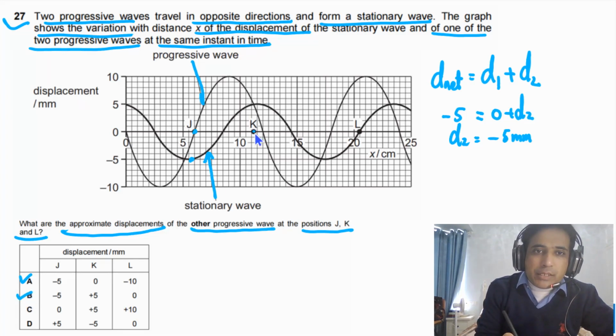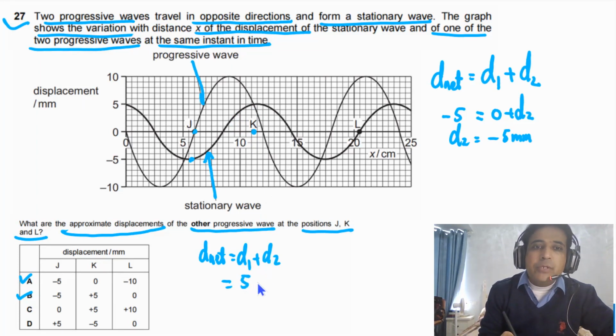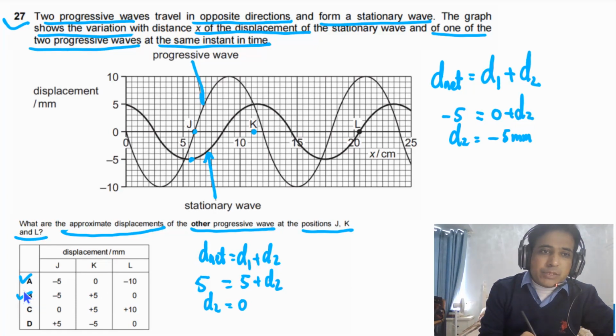Now if you look at point K, at this point d net has to be equal to d1 plus d2. At this point we have d1 equal to plus 5, and the net displacement at this point is also equal to 5. So it means that d2 has to be equal to 0. So B is not possible, because this one has to be 0.